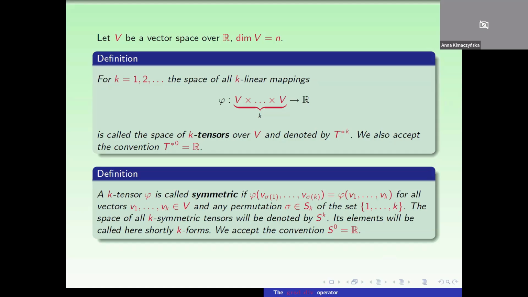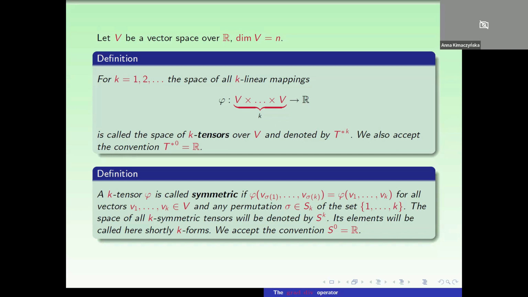So first, recall some facts. Let V be a vector space over R. The dimension of V is n. For k from 1, 2, and so on, the space of all k-linear mappings is called the space of k-tensors over V and denoted here by T*k. We also accept the convention that T*0 is R.